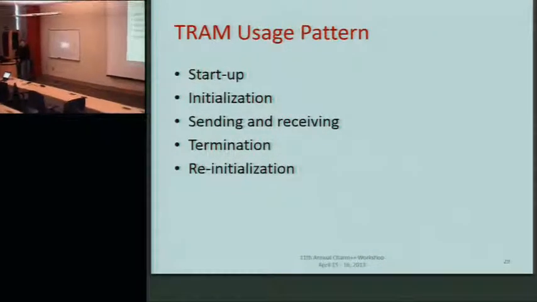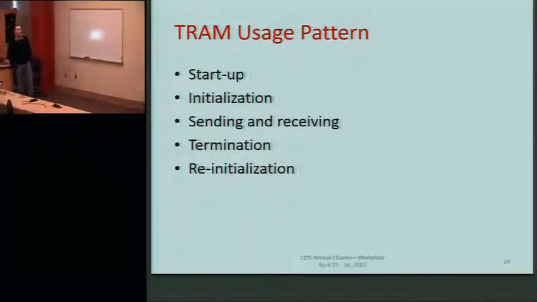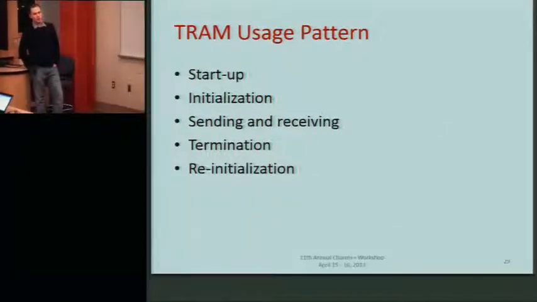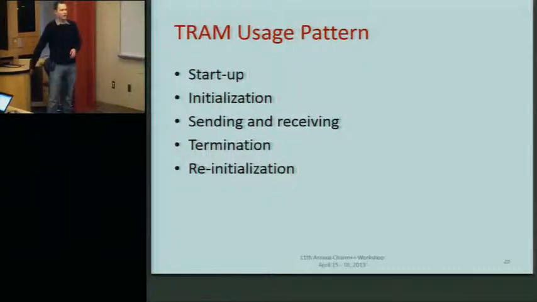So the usage pattern for TRAM is that you initialize the library and then perform sending and receiving of data items. But you also have to have a termination step to indicate to the library when it can perform flushing of all of the buffers globally. Now the library will be flushing all along as the buffers fill up, but chances are at the end you will end up with partially filled buffers. So the termination step is required to get those sent at the end.